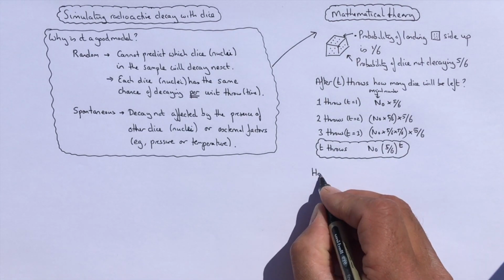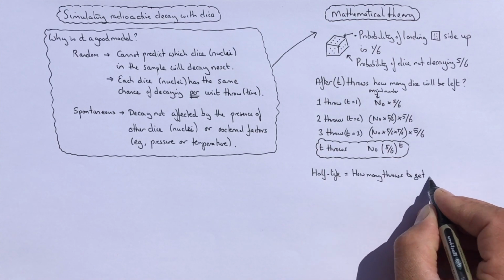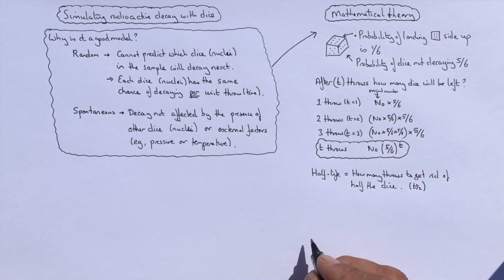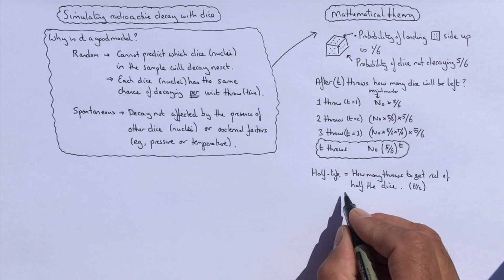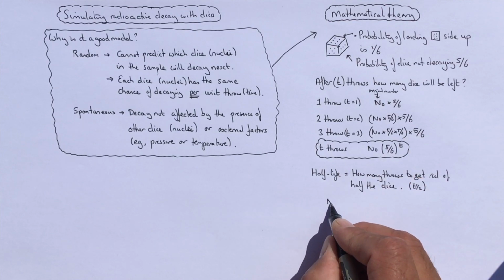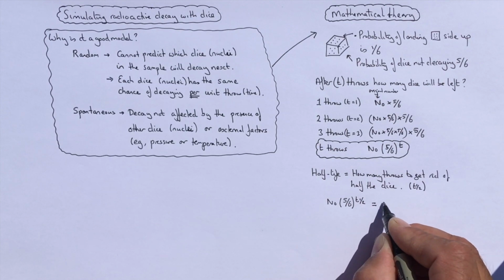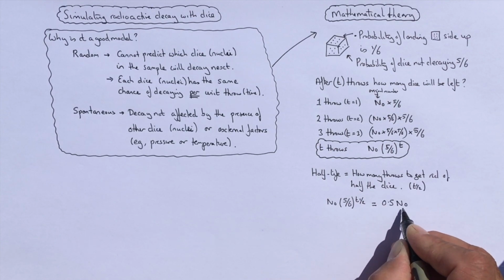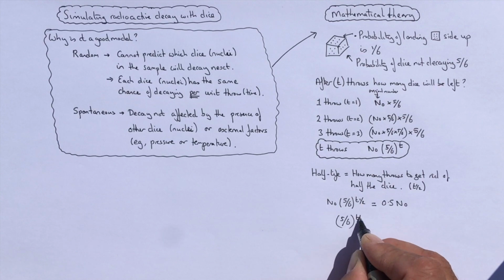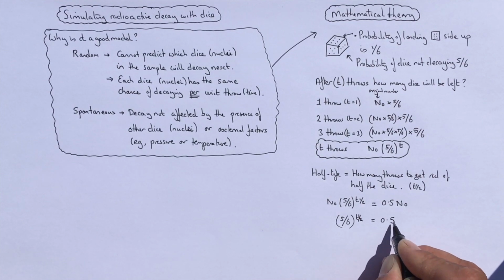The half-life of the dice is how many throws it would take to get rid of half your dice. So how can we work this out using the above equation? So the above equation will equal a half of what was there originally when the number of throws is the half-life. We can take out n0, the original number of dice, from the equation.